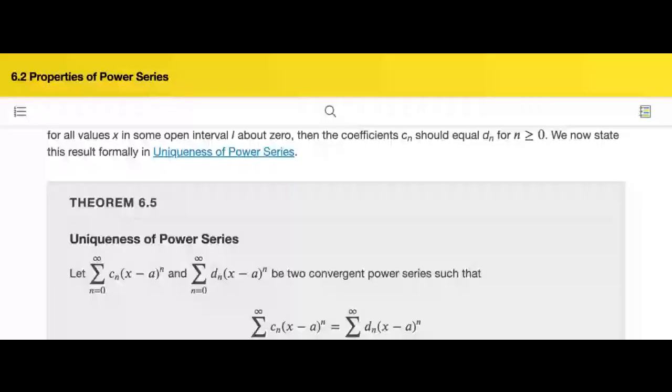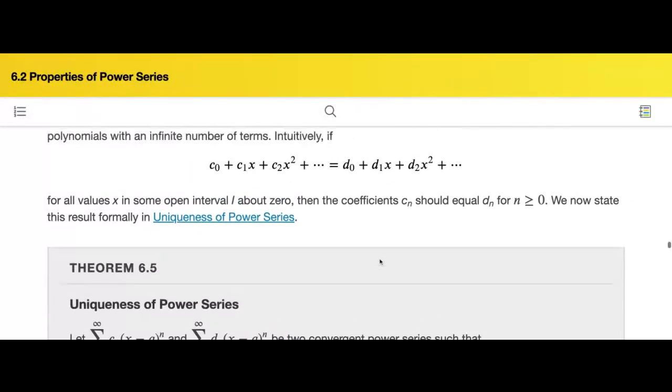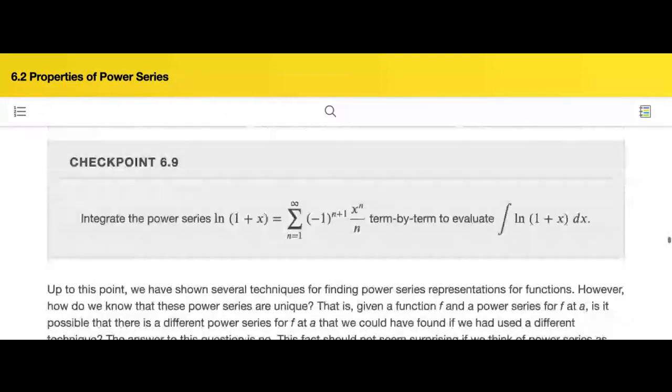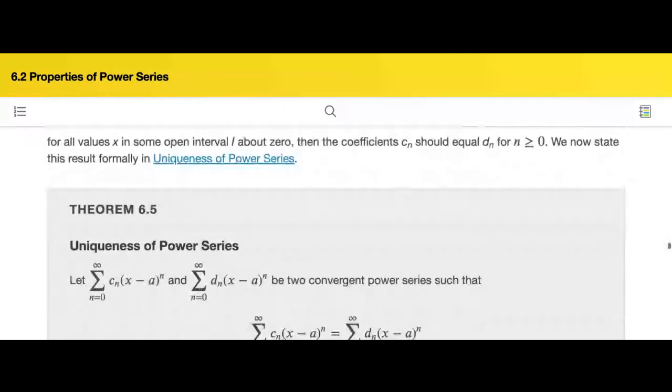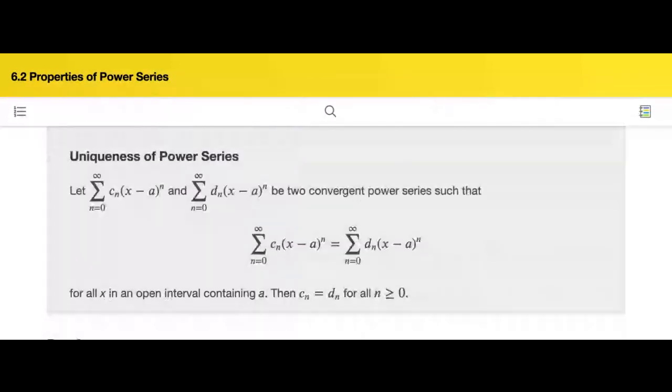All right, let's keep going. Okay, let's see this theorem: uniqueness of power series.